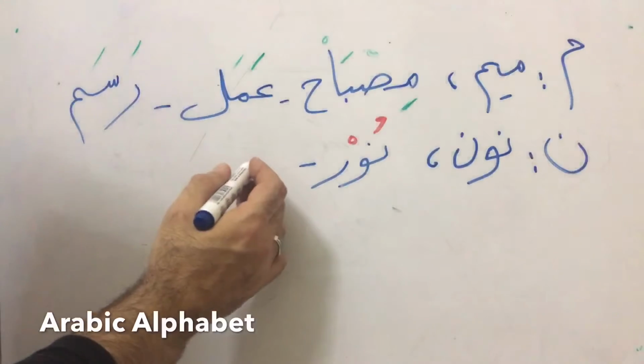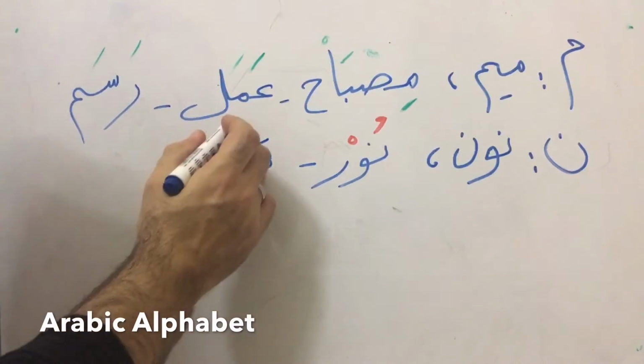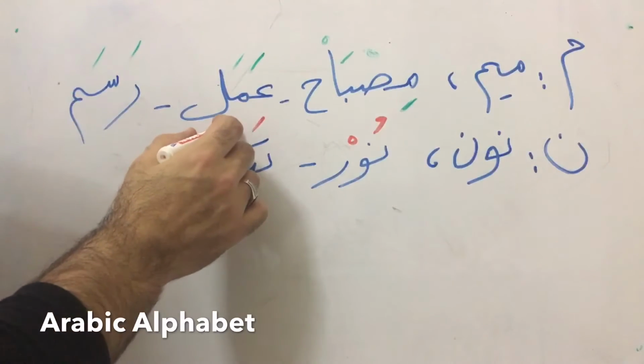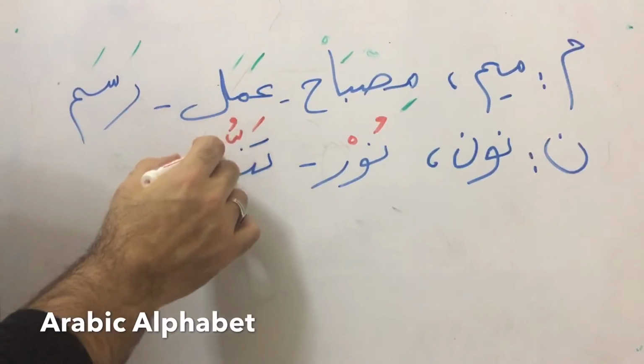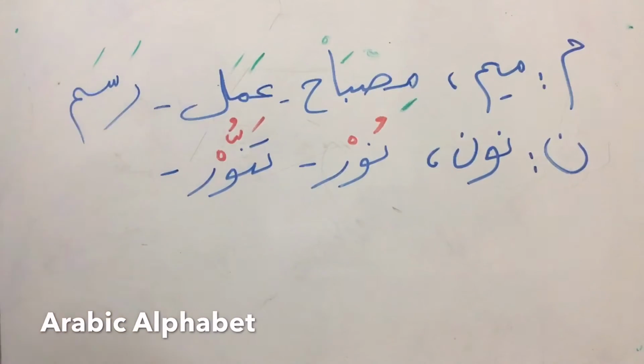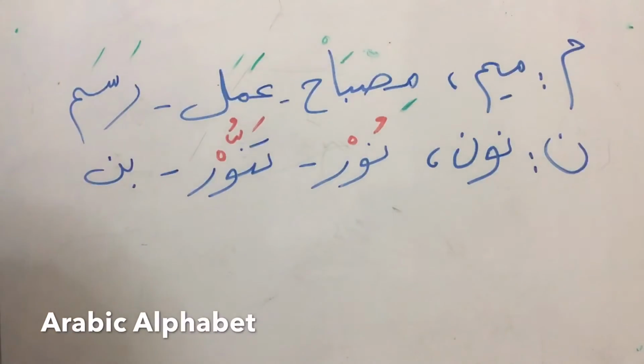At the middle, like Tannoor. You can see Shadda. Tannoor means oven. At the end of the word, like Bun. Bun means coffee.